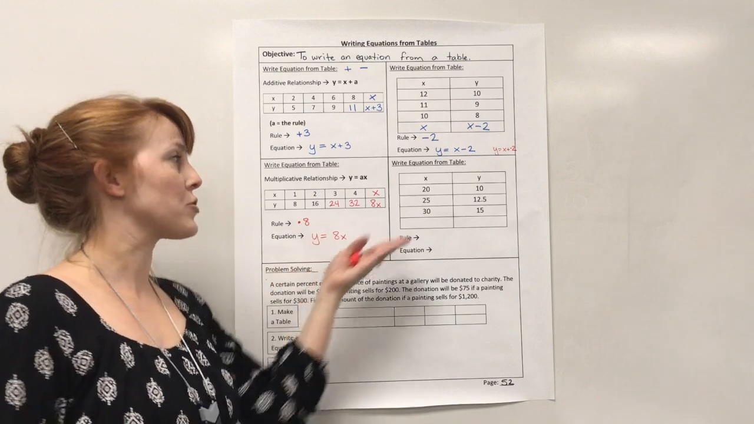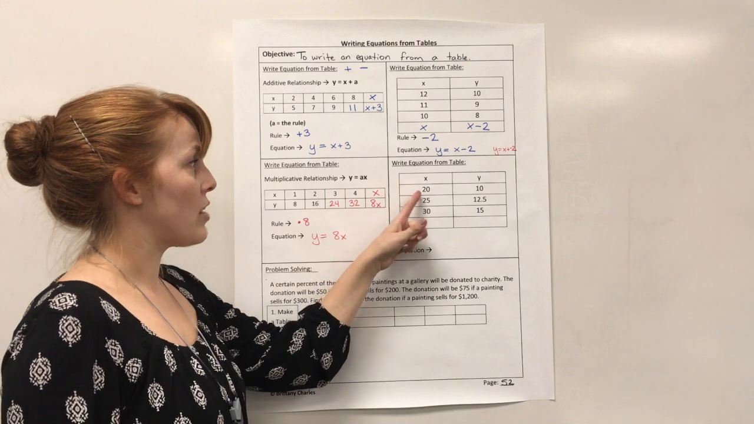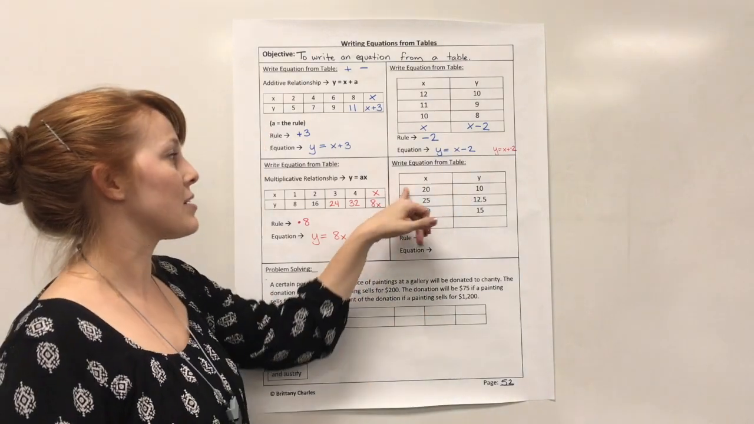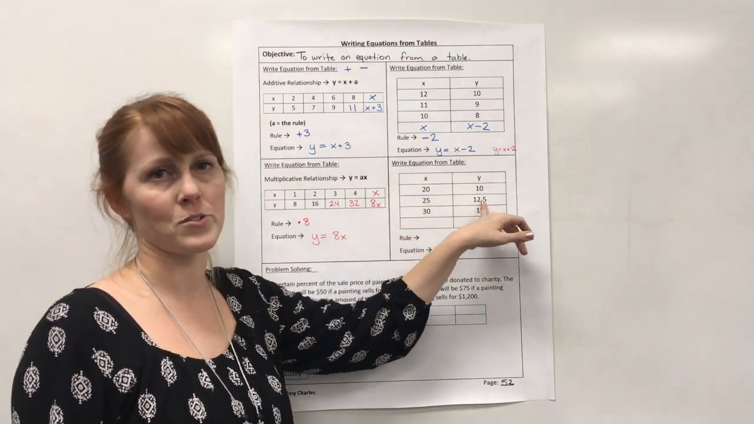Okay, so now let's look at another one. We have a table here. All right, how am I getting from 20 to 10? Well, one way would be subtracting 10. Does that work for the next pair? 25 minus 10 would be 15, so no, that doesn't work.